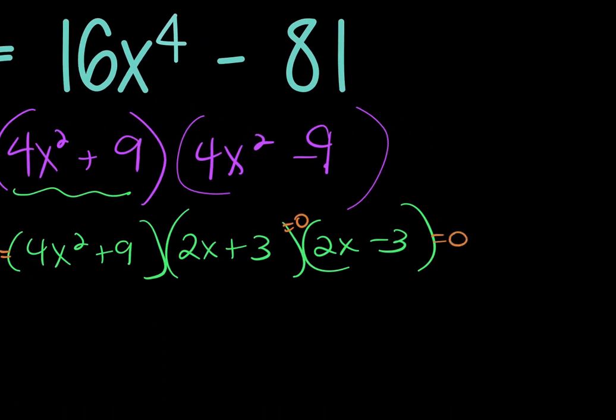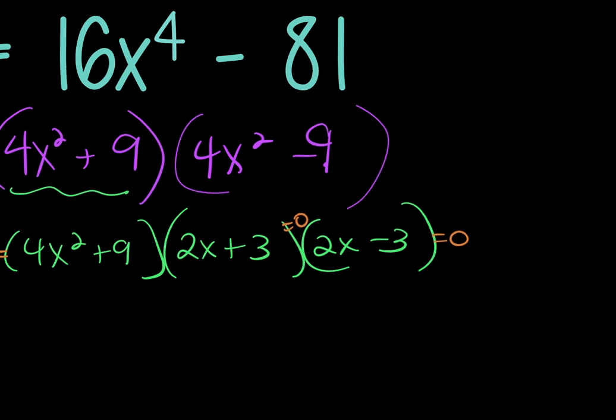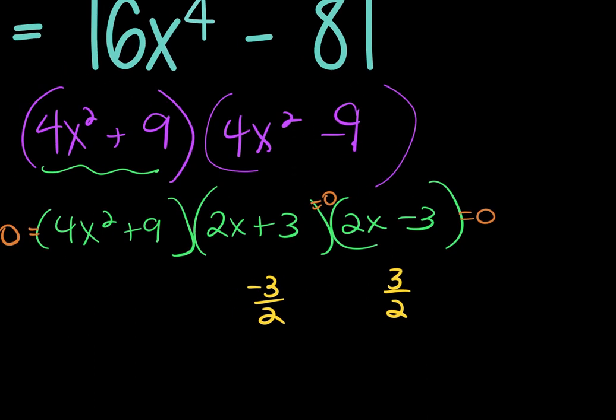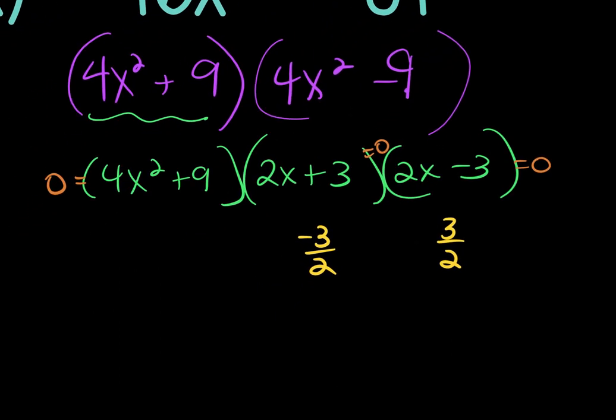No, I thought you had to like multiply them all together. No. If I wanted to check the question, you have to multiply them back out, but you don't have to. All right, so I get negative 3 over 2, positive 3 over 2. And then for the first one, I'm going to subtract 9.